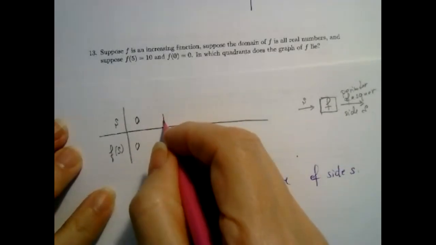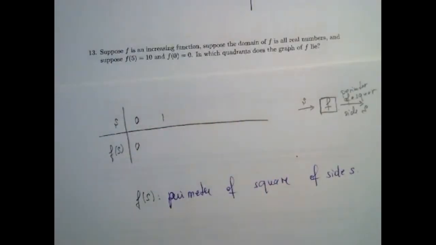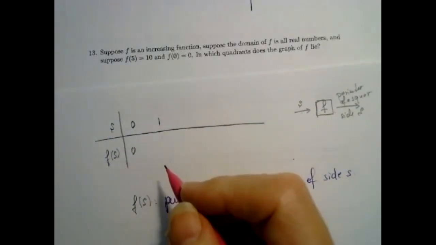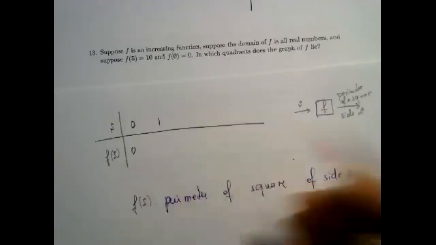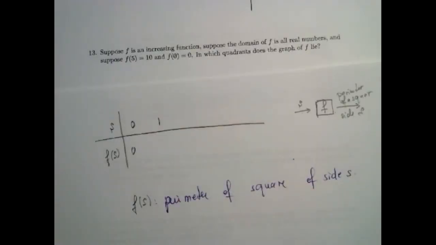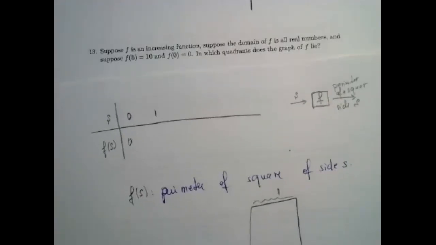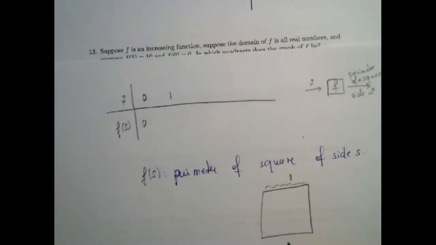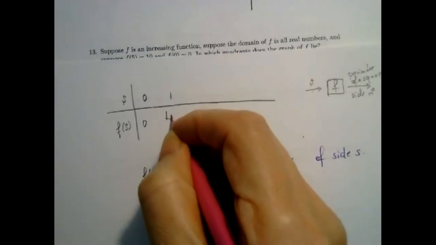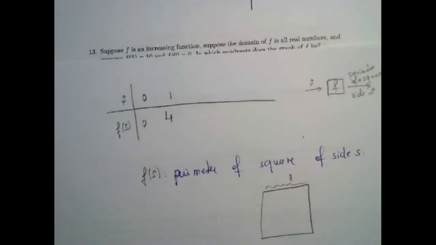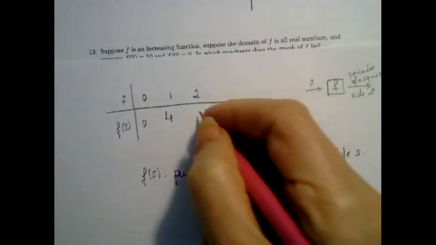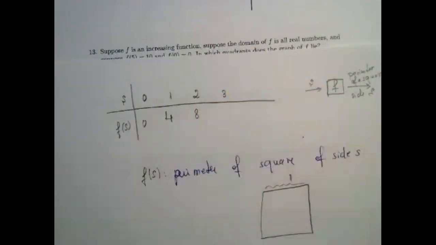If s is 1, very quickly, what is f of s? If the side is 1, the perimeter is going to be 1 plus 1 plus 1 plus 1, so it'll be 4. That's the function. I keep going. If the side is 2, 8. The picture is clear.